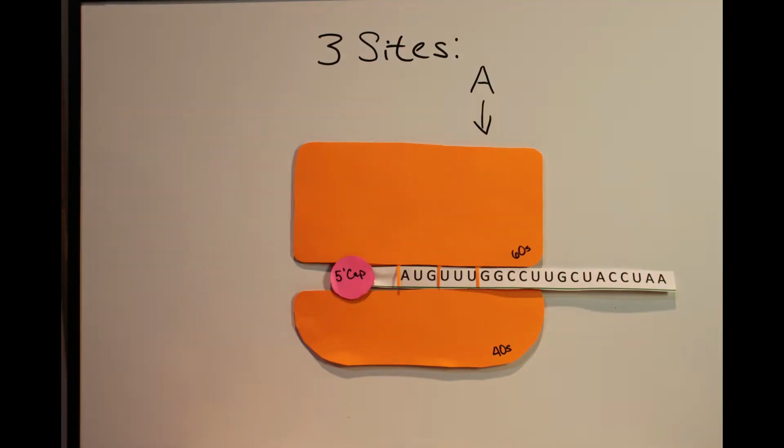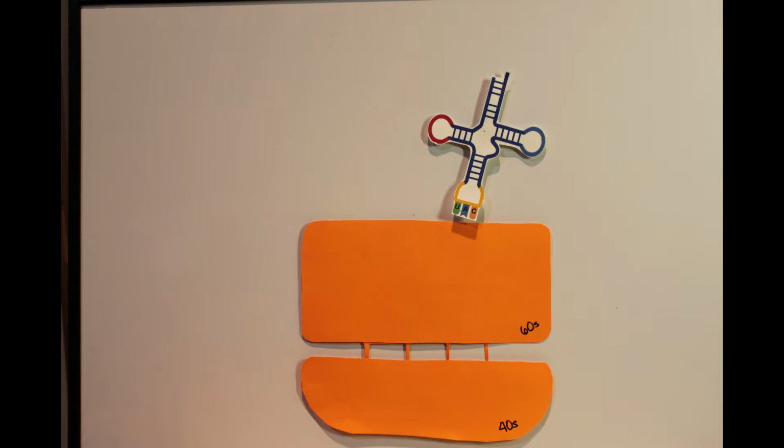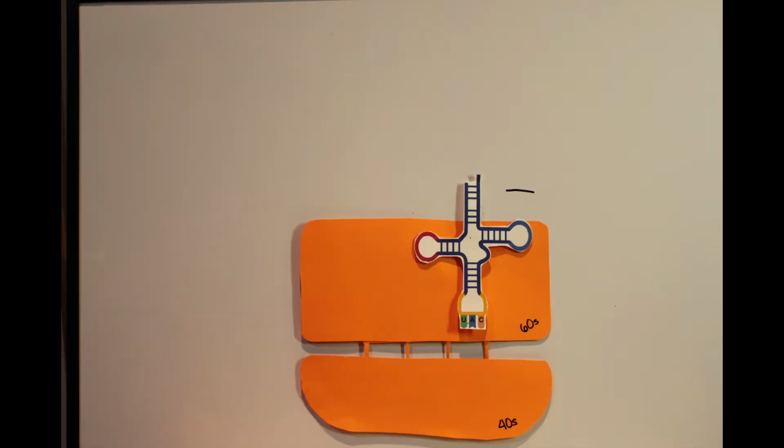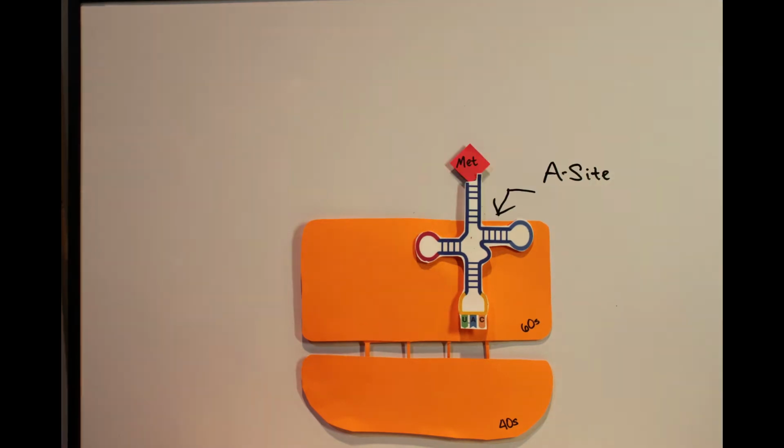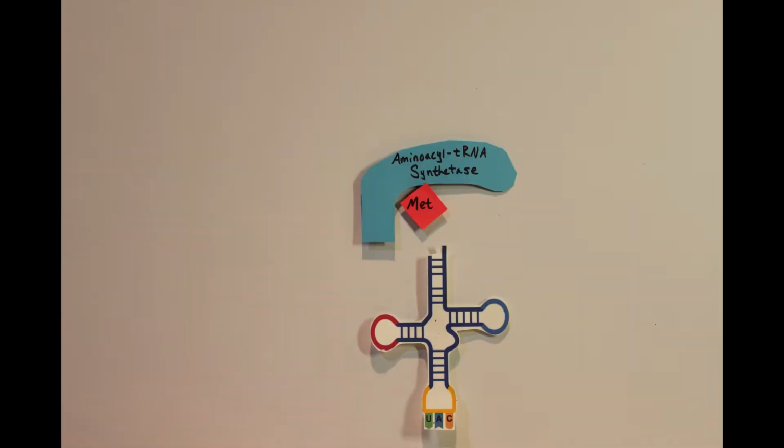The A site is the entry site for new charged tRNA. But what is charged tRNA? Every piece of tRNA that comes into the A site of the ribosome has an amino acid attached, which it deposits onto the growing polypeptide chain. Aminoacyl tRNA synthetase is an enzyme that attaches these amino acids to the corresponding tRNA. This activates an amino acid and charges the tRNA.